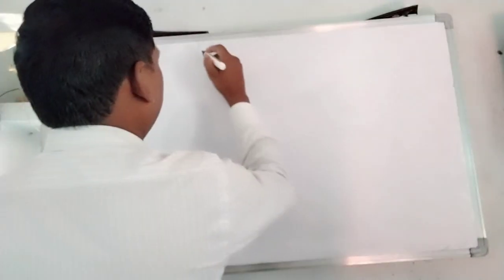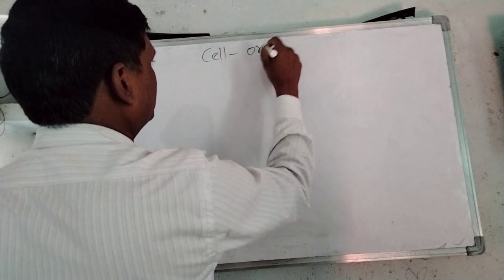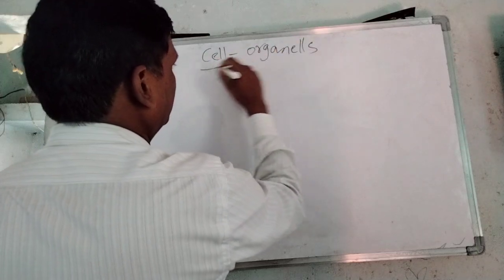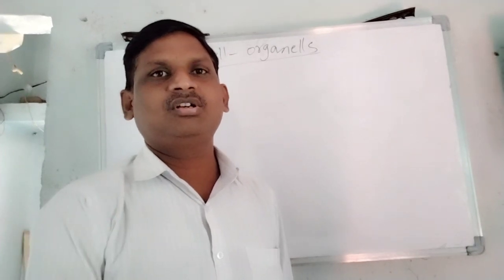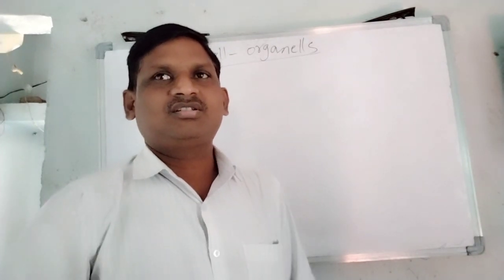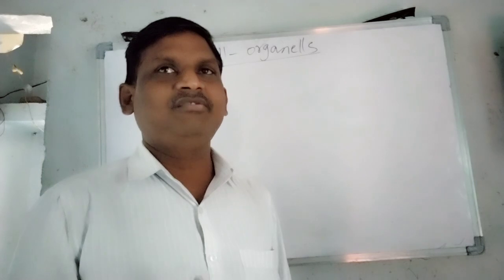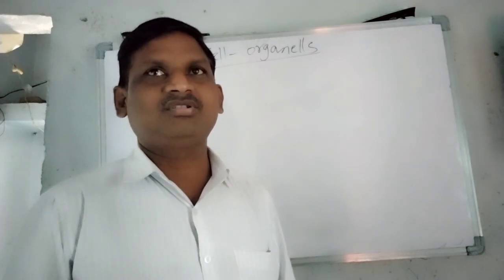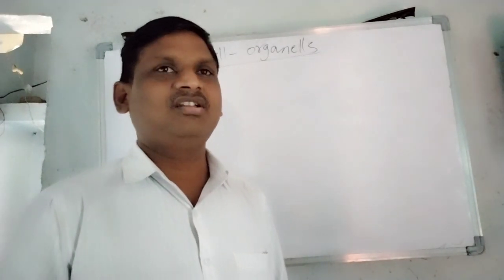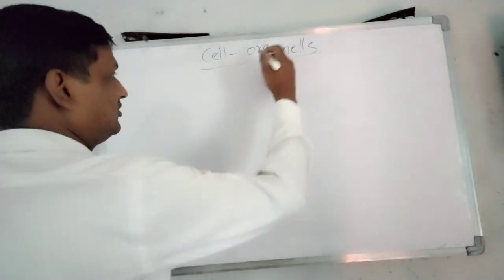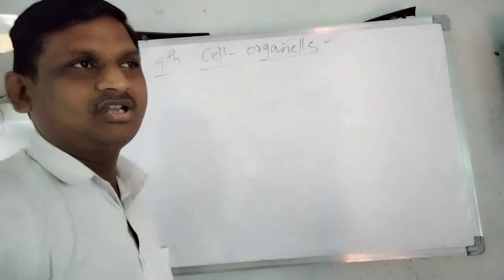Today we are going to study 9th class biology, cell and organelles. In the last class we studied the structure of the cell. The cell is a structural and functional unit of an organism. The cell gives shape to the living organism, and cells have different shapes and sizes; we studied the diversity of cells. Here we are going to study cell organelles. So this is ninth class, and in ninth class we are going to study something more about cell organelles.